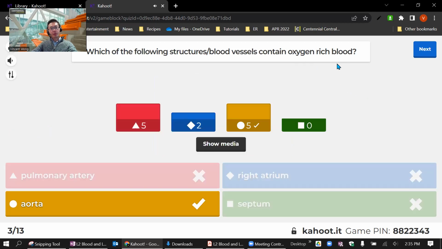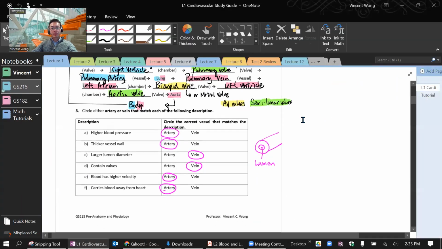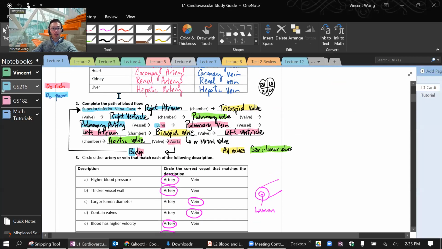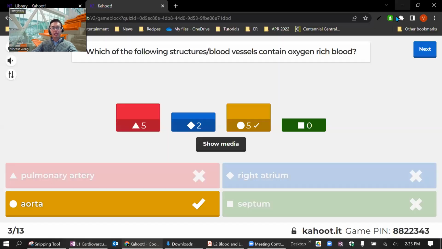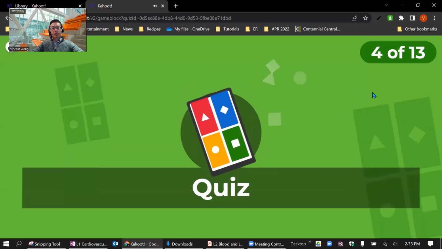Oxygen-rich blood. So you can refer to the diagram we drew last class, right? This one shows you what's oxygen-rich and what's oxygen-poor. And over here, the aorta is the one that is rich in oxygen. Okay, a lot of people also choose pulmonary artery. Remember, the pulmonary artery takes the blood to the lungs for reoxygenation, right? The whole purpose of taking it to the lungs is so that you can add more oxygen to it, right? So the pulmonary artery actually is oxygen poor. Next one.